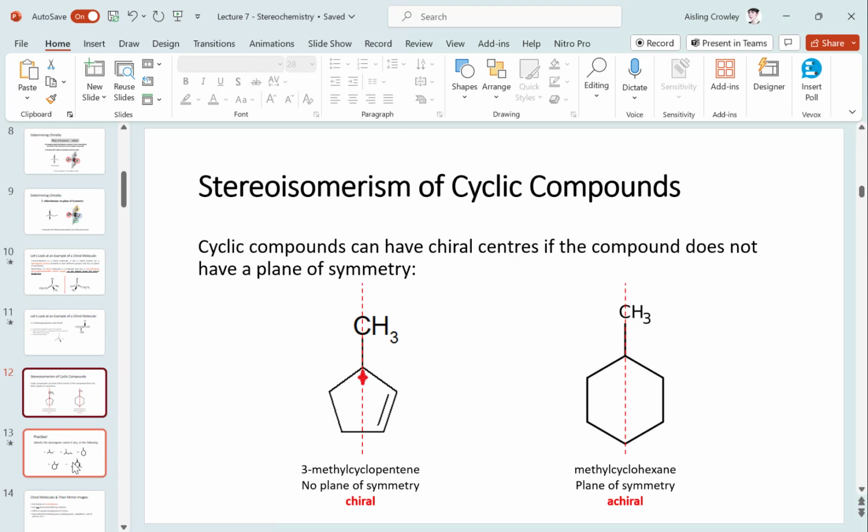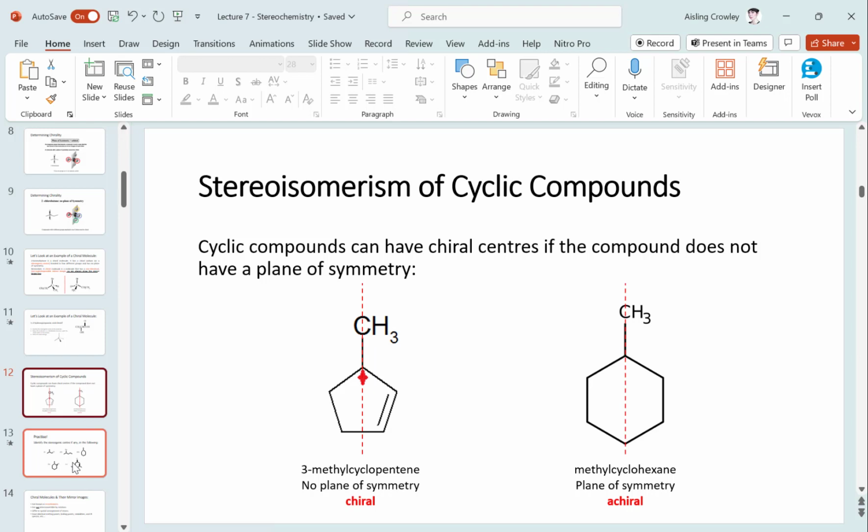The same can be true for cyclic compounds, okay? So your stereoisomers don't only exist as linear flat structures. They can exist in big, complicated structures, and they can exist in cyclic compounds. So just be cautious of that.